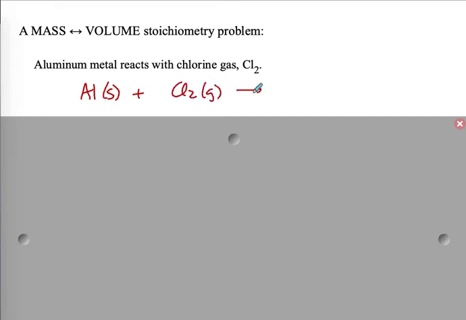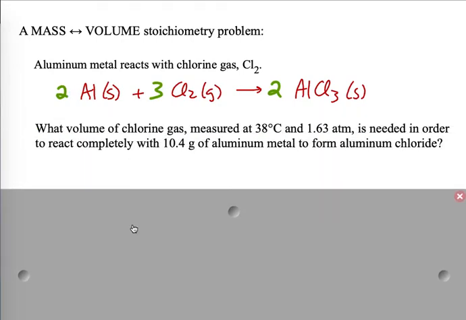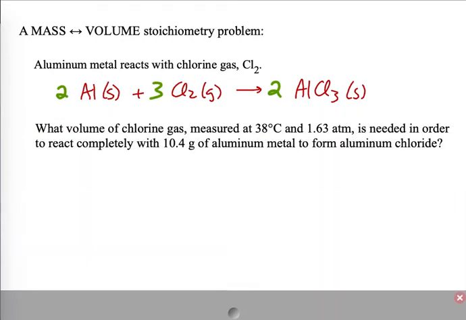We know from way back in chapter 8 that we can predict the formula as AlCl3, a solid, and that we can balance this by using coefficients of 2 and 3 to balance chlorine and 2 to balance the aluminum. Here's our question. What volume of chlorine gas measured at a certain temperature and pressure is needed to react completely with a given mass of aluminum metal to form aluminum chloride?